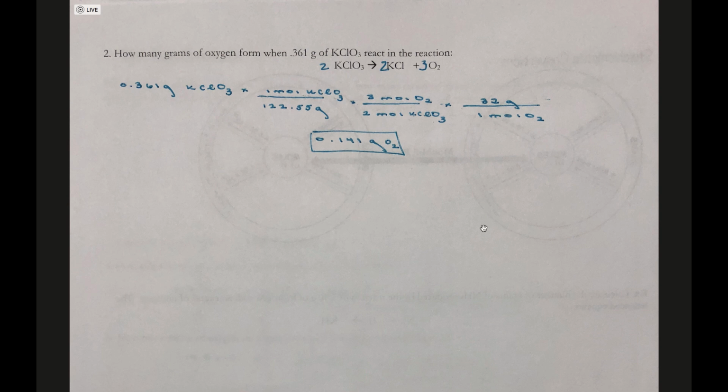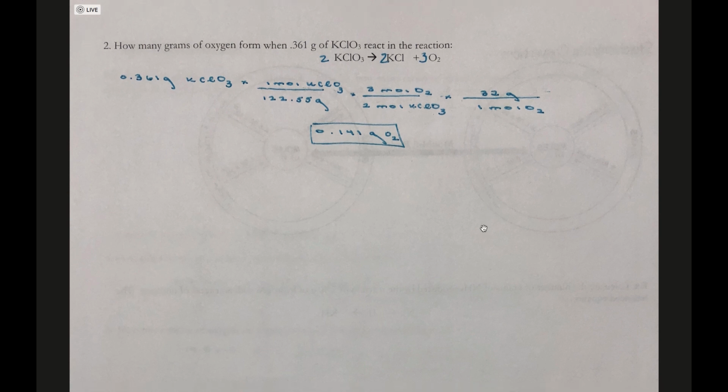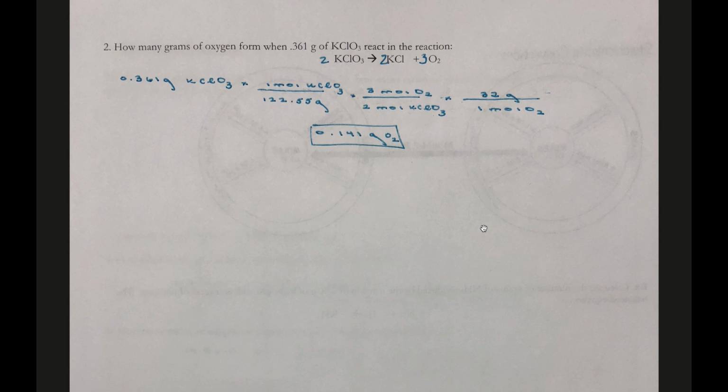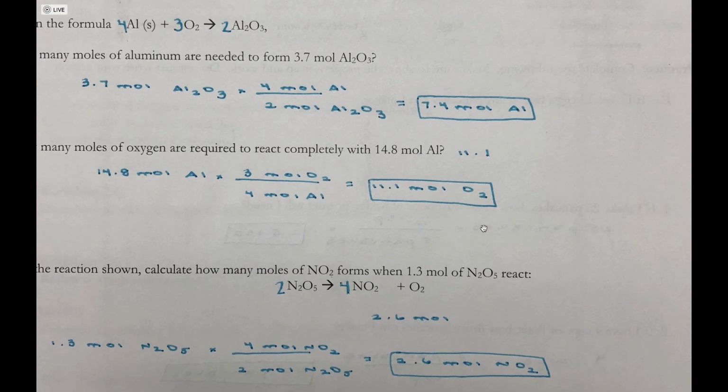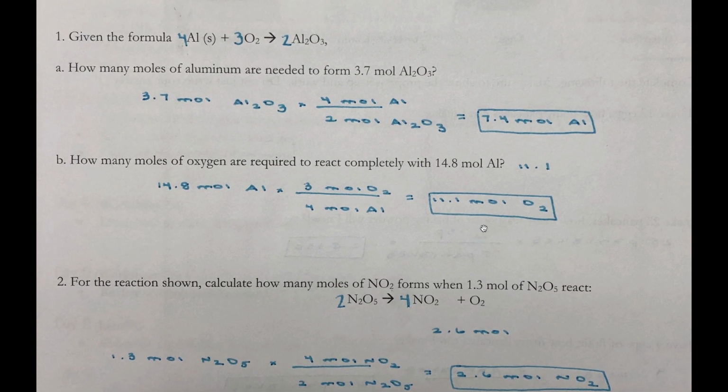One last thing that I wanted to mention, I'm going to go back really quickly. I saw for some people what they were doing for these problems was, for example, if I asked for moles of aluminum here, which I did, a lot of people went from moles of aluminum oxide first into moles of oxygen and then into moles of aluminum. Keep in mind, you can convert between moles of aluminum directly into moles of aluminum oxide, vice versa.